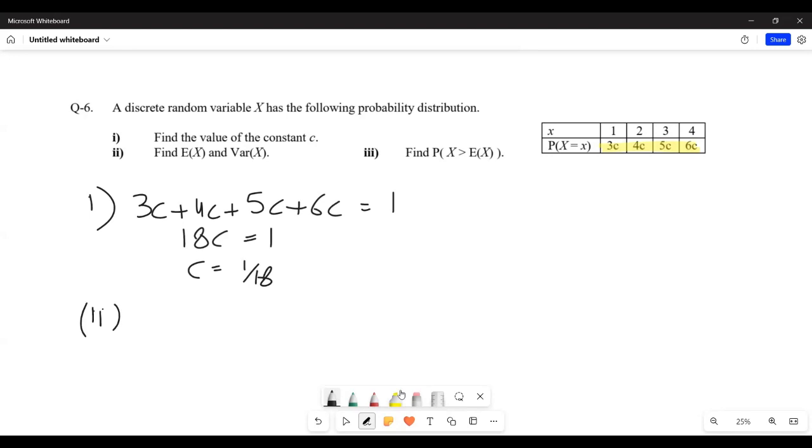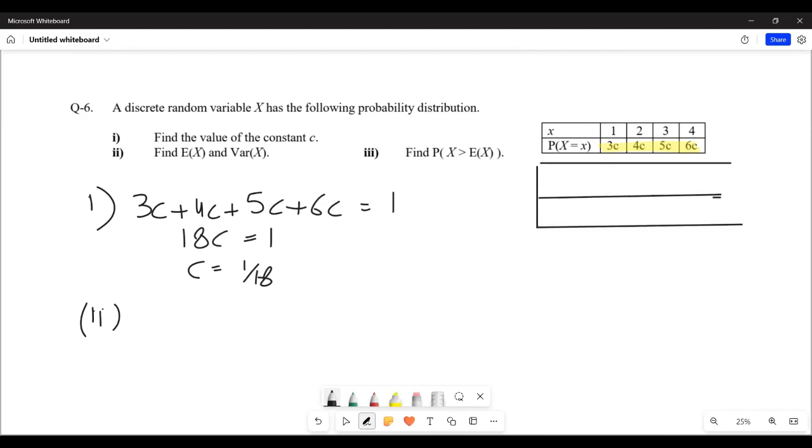Part 2 says find the expected value and the variance. Let me redraw the probability distribution table, this time substituting 1 by 18 in place of c. So for 1, 2, 3, 4, the probabilities are 3 by 18, 4 by 18, 5 by 18, and 6 by 18.